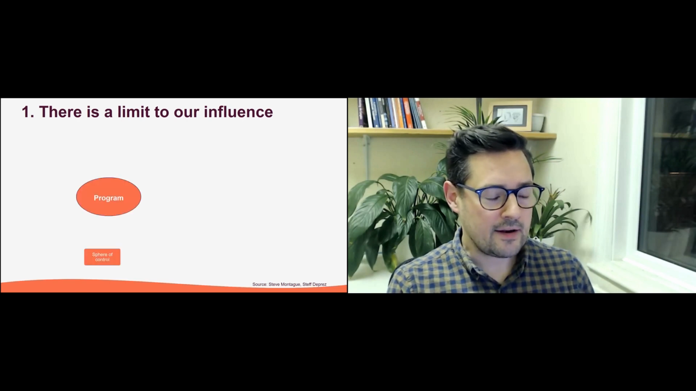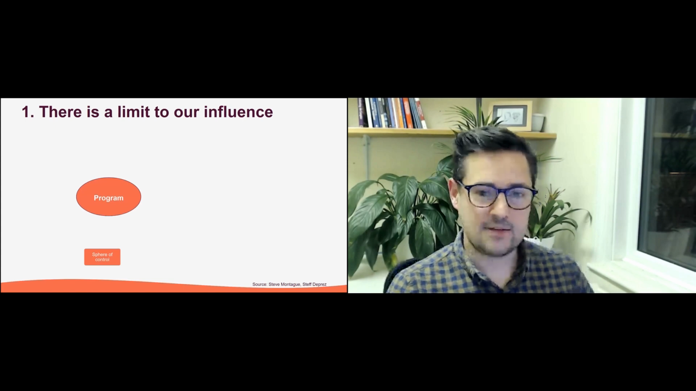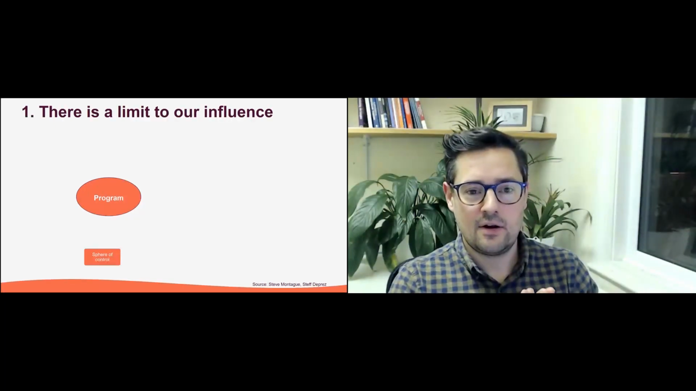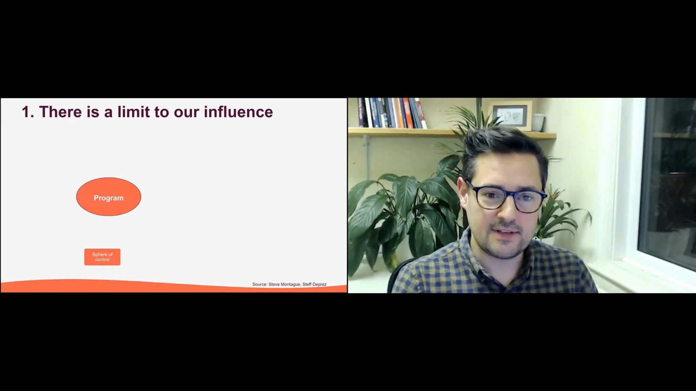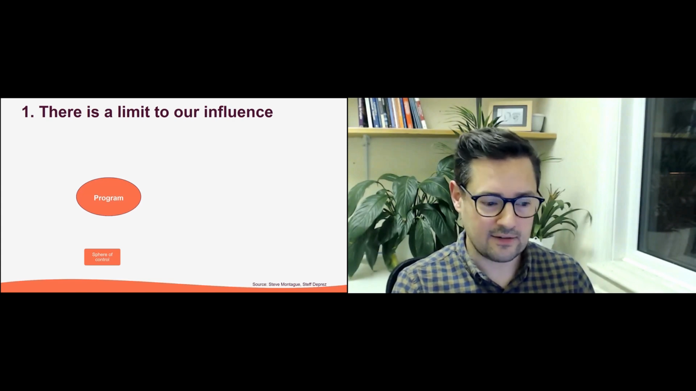We can think of the first sphere as the sphere of control. This is the program environment where we have control over the decisions we make, where we put our resources, which activities we'll run, and who we're going to invite to our different activities.